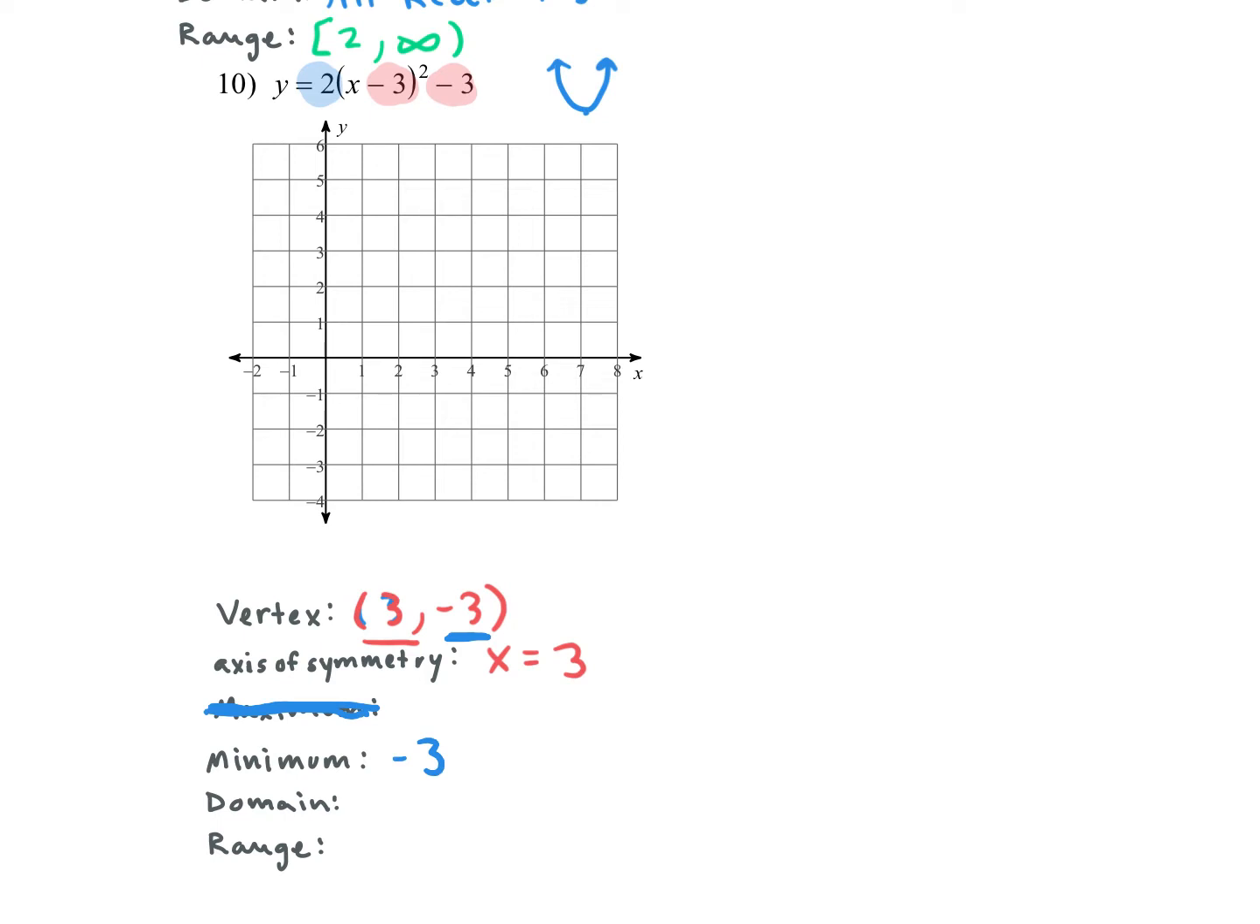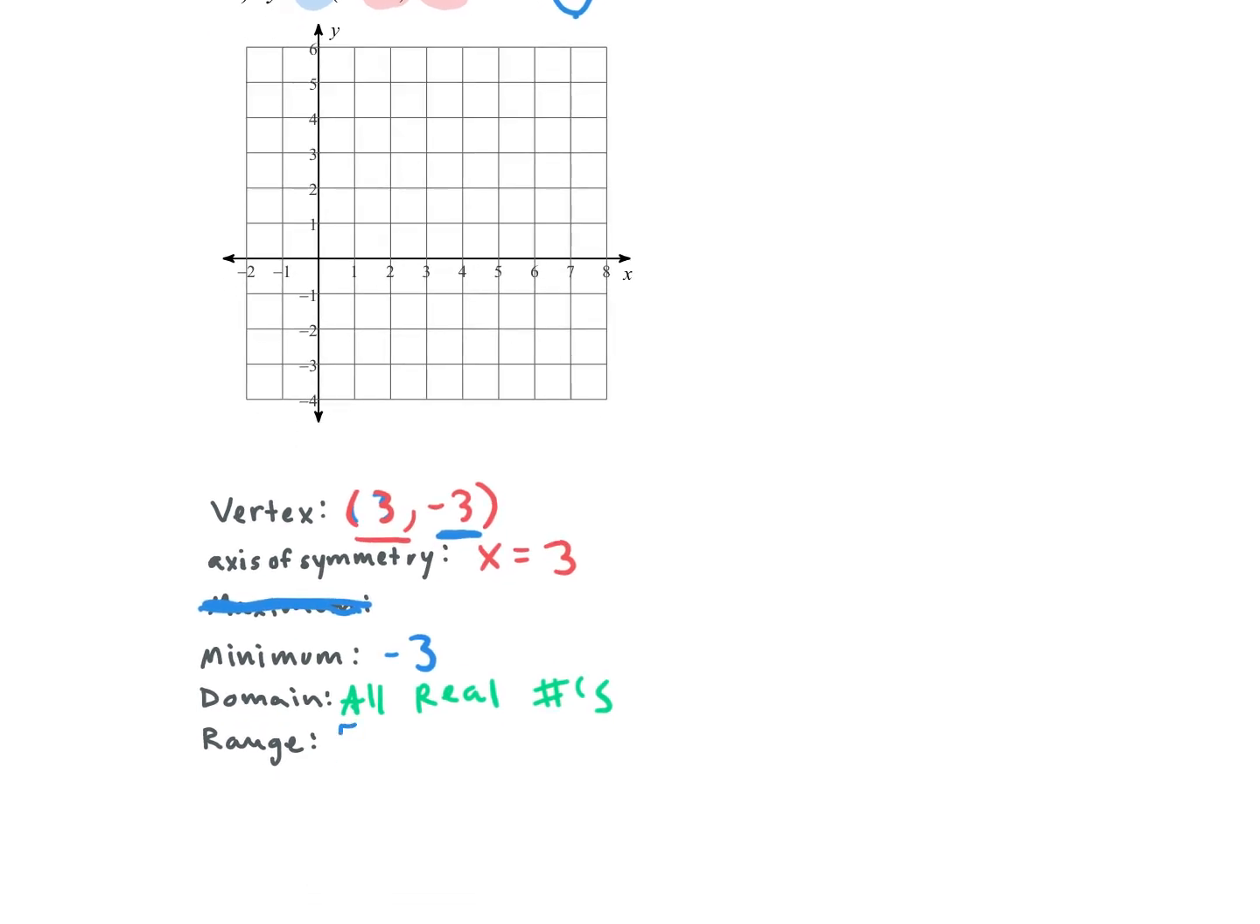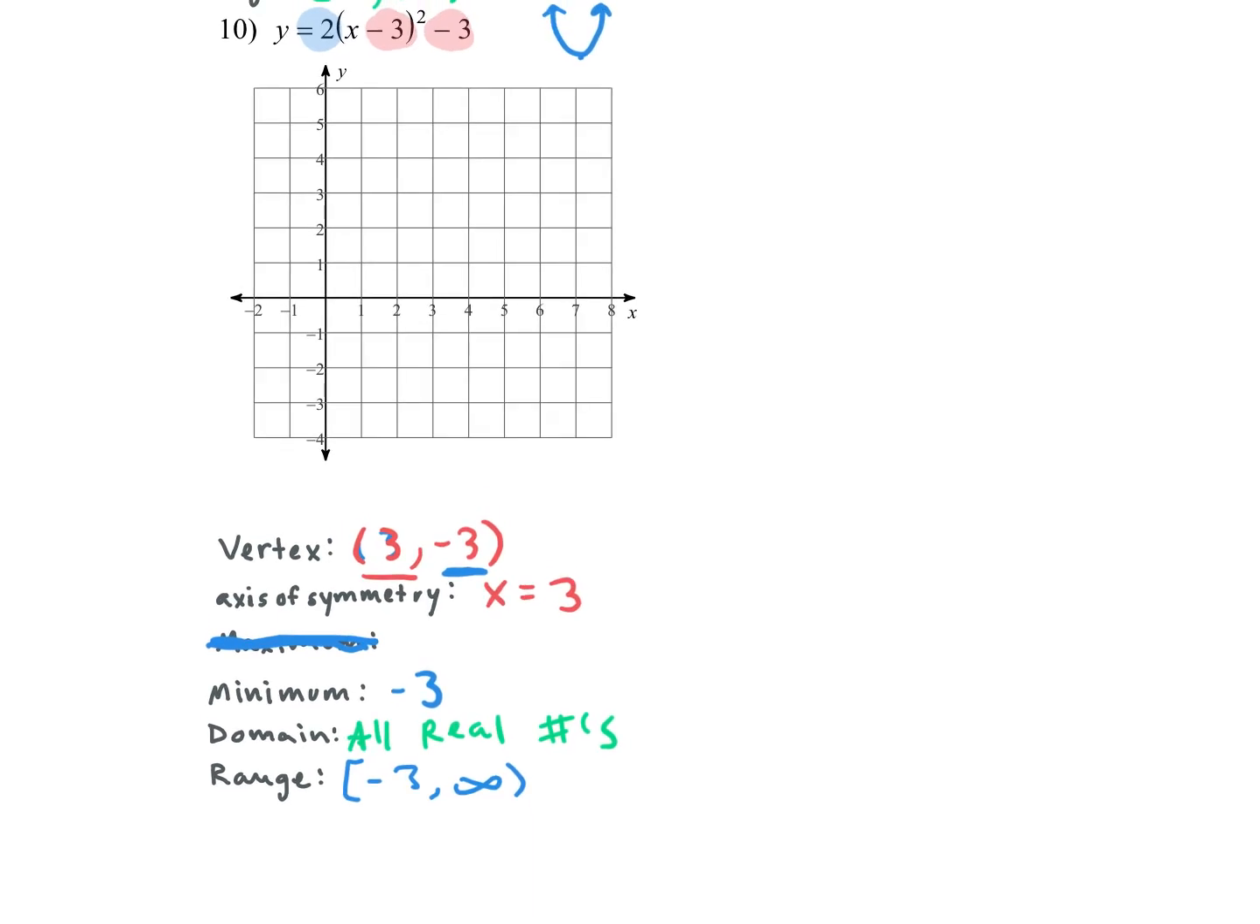What's my domain? All real numbers. And then what's my range? Awesome, -3 to infinity, because it points up, so it goes to infinity. It's always the y. So whatever your k is, and then if it goes up, it's to infinity. If it goes down, it would be -infinity to whatever your k is, or the y. So let's plot our points. We're going to go to the right 3, down 3.